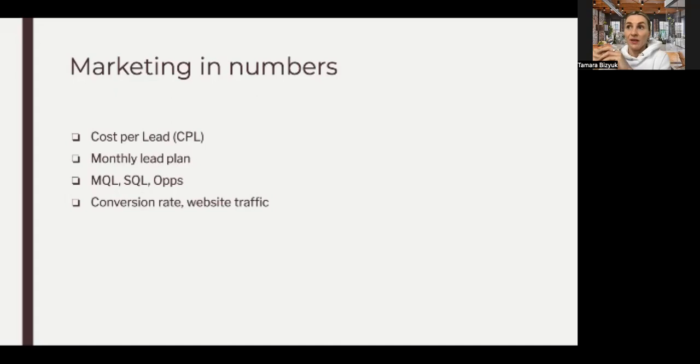This is a must have for any company. It might differ: what you consider a good CPL for a B2B industry and a good CPL for B2C can be different. So that's something to consider.